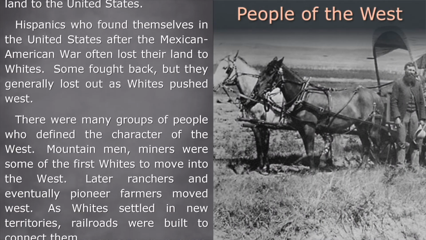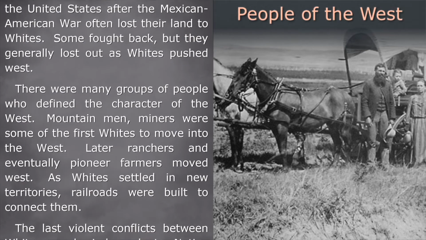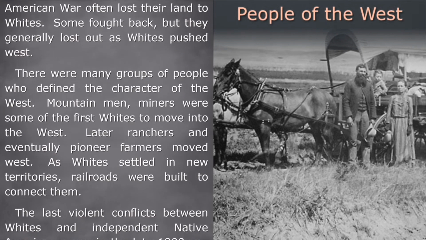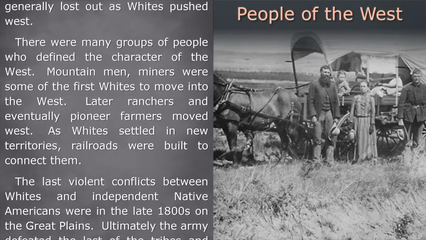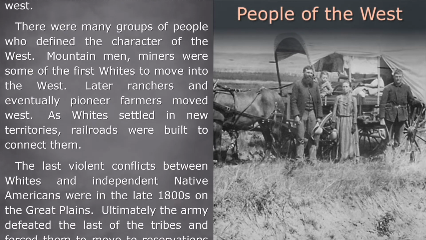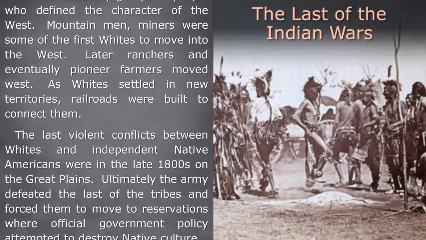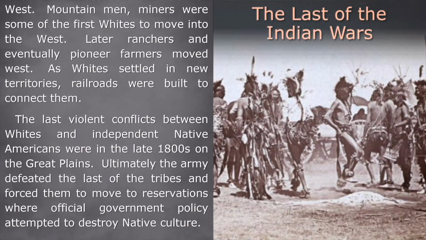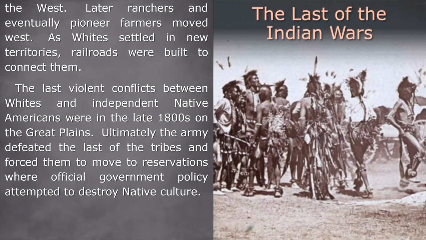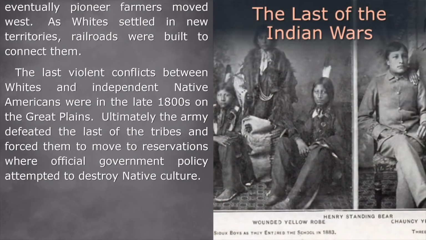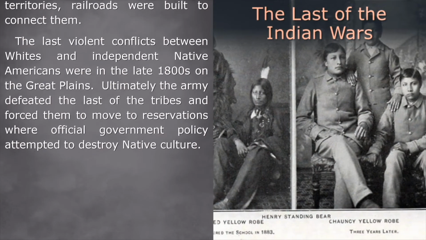There were many groups of people who defined the character of the West. Mountain men and miners were some of the first whites to move into the West. Later, ranchers and eventually pioneer farmers moved west. As whites settled in new territories, railroads were built to connect them. The last violent conflicts between whites and independent Native Americans were in the late 1800s on the Great Plains. Ultimately, the Army defeated the last of the tribes and forced them to move to reservations where official government policy attempted to destroy Native culture.